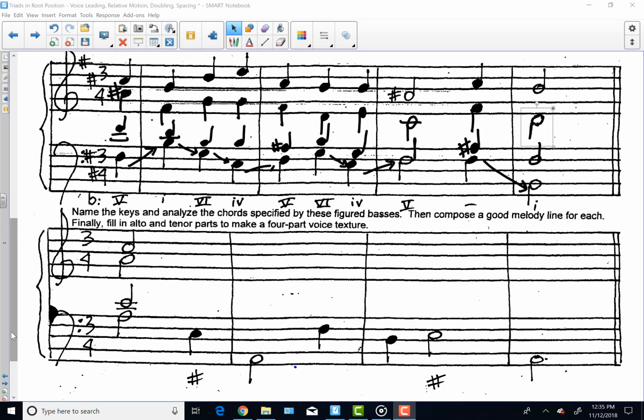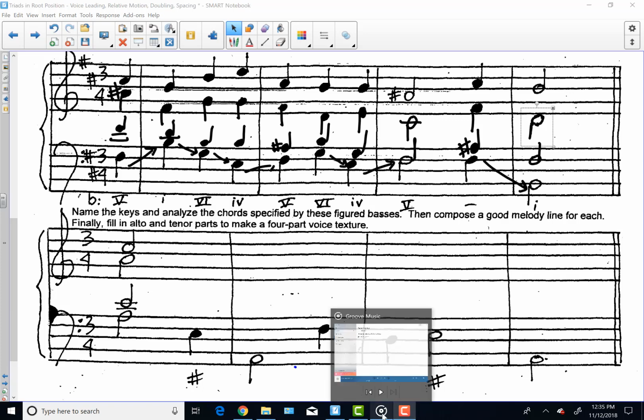Then compose a good melody line for each. Finally, fill in the alto and tenor parts to make a 4-part voice texture. And we'll be sharing our answers tomorrow in class. Don't forget to analyze the chords with Roman numerals. And don't forget about all of the principles that we've learned and all of the rules that need to be followed. Please copy this down and we'll share our answers tomorrow.